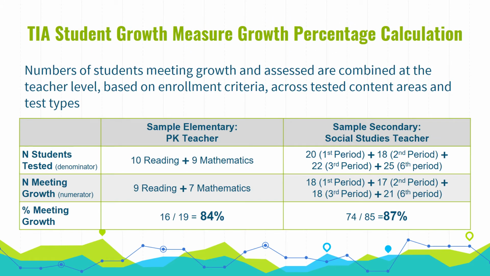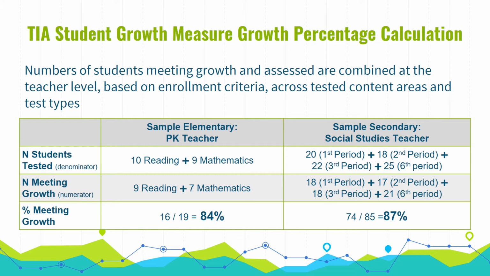To assist with understanding student growth calculations, the table on the screen displays the number of students tested during fall and spring administrations and meeting the enrollment criteria in the first row. In the second row, the number of students meeting their expected change in their pre and post-test performance level from fall to spring. And in the third row, the percentage of students meeting their growth.